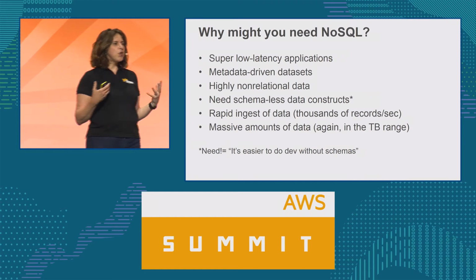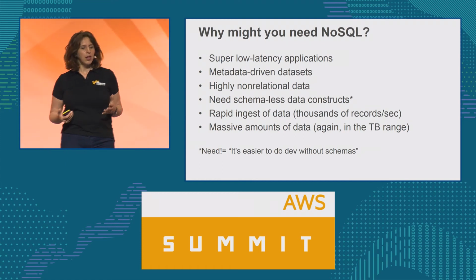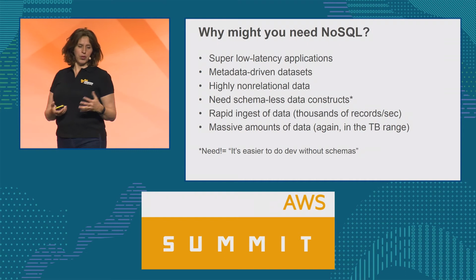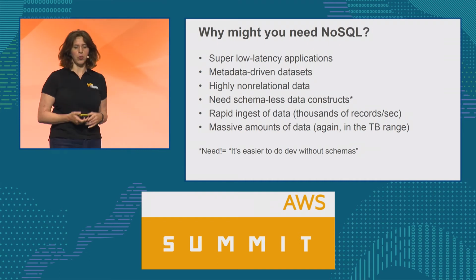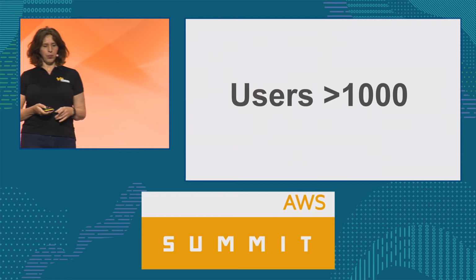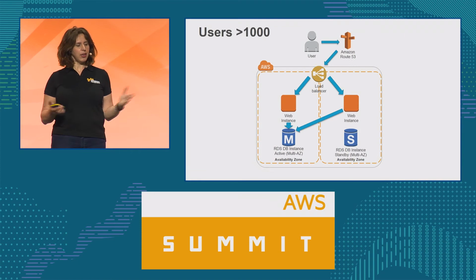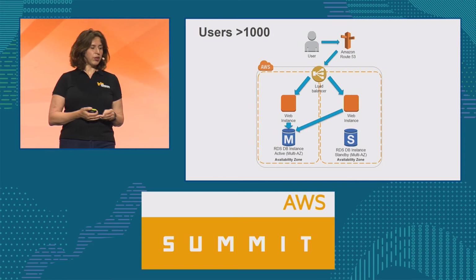So if you know you're going to need really low latency access to that data, or it's a lot of non-relational data, there are good reasons for going for a NoSQL database. And we've got some use cases for that later on in the talk. We're going to start, though, with a relational database. And what we've got is RDS running in a master and slave configuration.